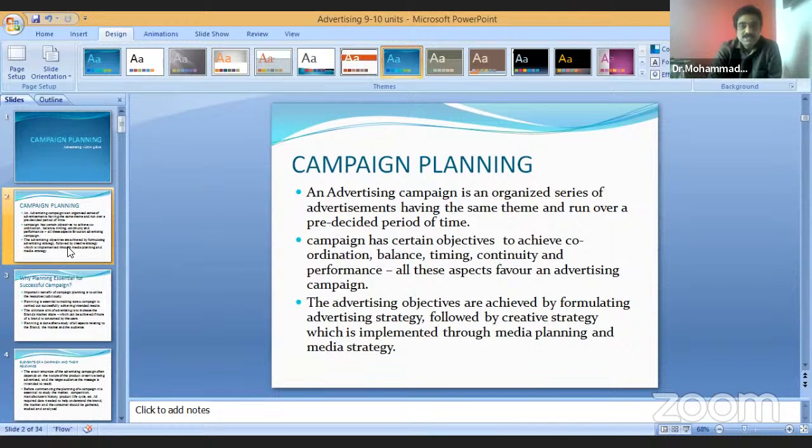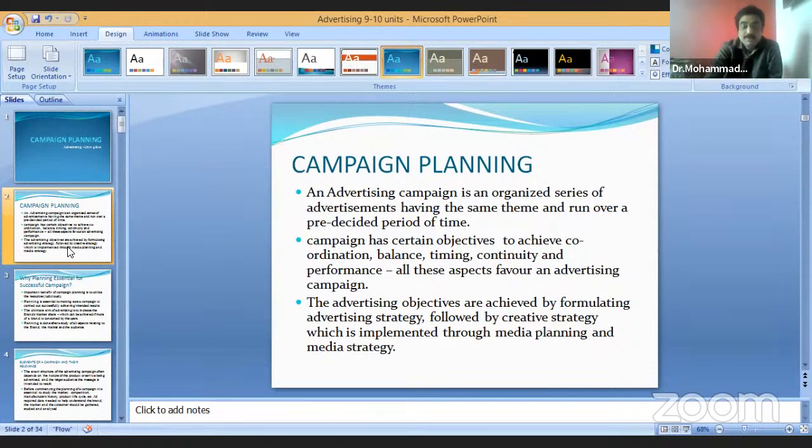So this is a series of advertisements. It may roll on continuously for 1 month, maybe 2 months, maybe 3 months. It depends on the product. If it is a new product, it will have a 1 month advertisement campaign rigorously, so that it can establish its presence in the market. It has to identify itself in the market.